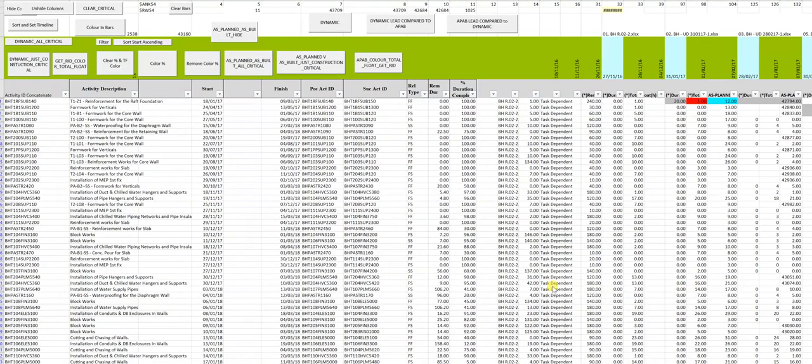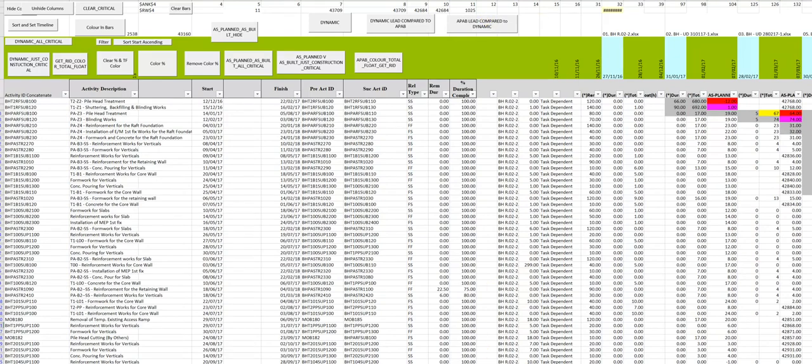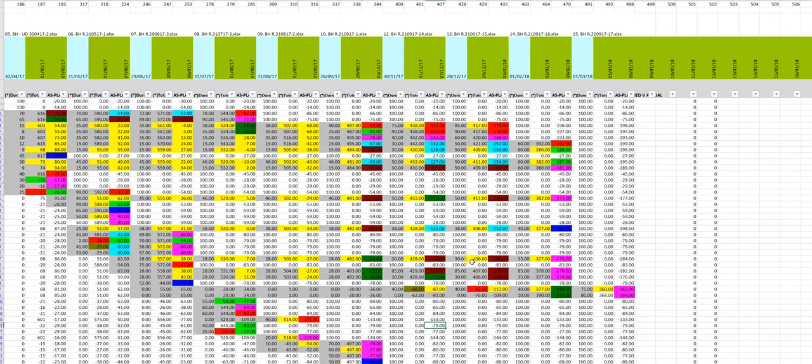We therefore need to look at the as-planned, as-built as the lead driving critical path compared to the dynamic critical path. Immediately it is obvious that the dynamic critical path compared to the as-built critical path is not always the same. We ask ourselves why. Well, the clue is the float values. If you look at the float values on the dynamic critical path, they are huge.